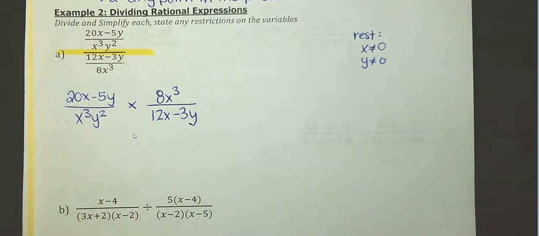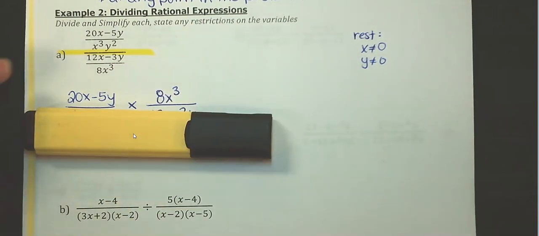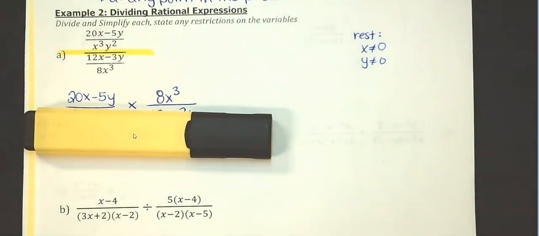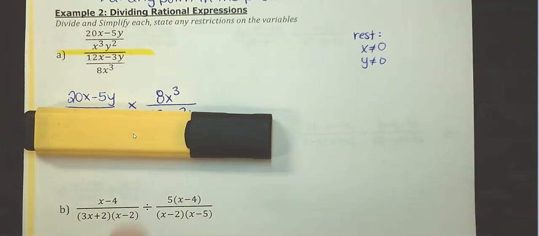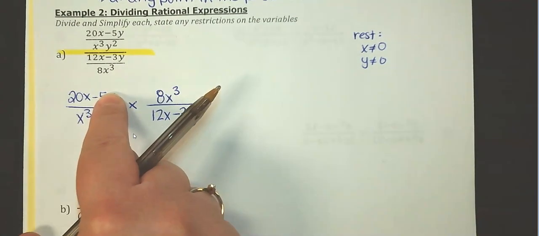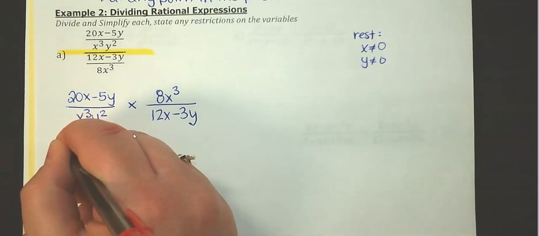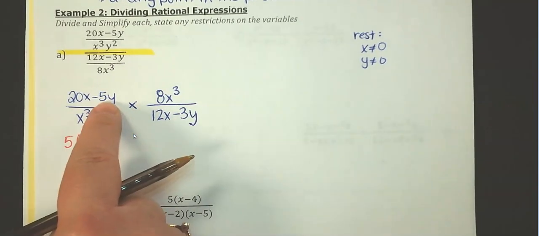But let me just have you look at the top of this first fraction. I have 20x minus 5y. Do 20x and 5y have anything in common? 5. And it doesn't matter that they're different variables. Both of those numbers are divisible by 5. Okay, so on the top of that, I'm going to take a 5 out of both of the terms.